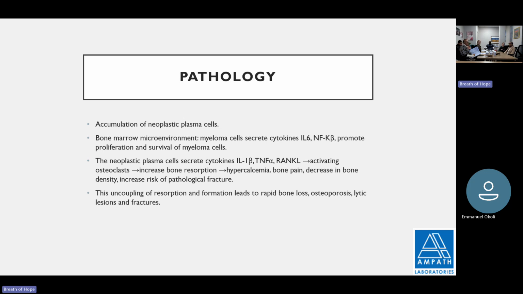And these osteoclasts just go and eat the bone non-stop, causing hypercalcemia, bone pain, and decreased bone density, and then the patient will present with lytic bone lesions and pathological fractures. So what they actually do is uncouple the resorption and the breakdown of bone, due to the skewing of your osteoclast and osteoblast ratio within the bone marrow.